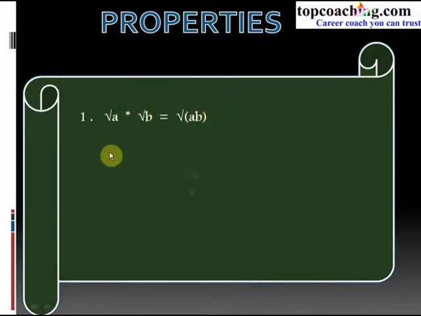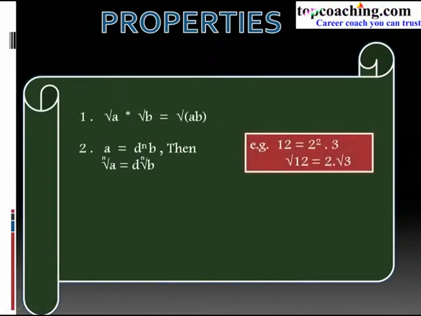The second is, if a is equal to d to the power of n into b, then the nth root of a would be equal to d into the nth root of b. So if we can write a as equal to d to the power of n into b, here the index of d is equal to n, then in such a case, the nth root of a would be equal to d into the nth root of b. For example, let us take the number as equal to 12. Now 12 can be written as equal to 2 square into 3. Now if I want to calculate the square root of 12, then that could be written as 2 into root 3. We have simply used this property.